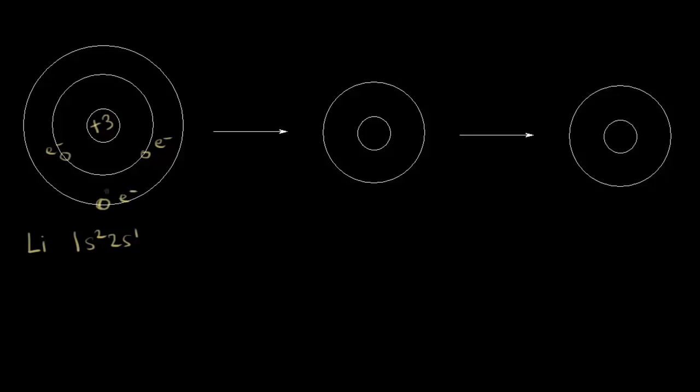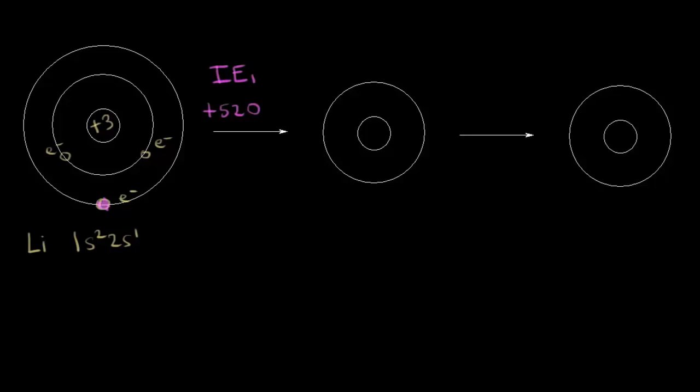If we apply enough energy, right, we can actually pull away this outer electron here. So we can pull away that electron, and we call this the first ionization energy. So the first ionization energy, to pull away that electron, takes approximately 520 kilojoules per mole.